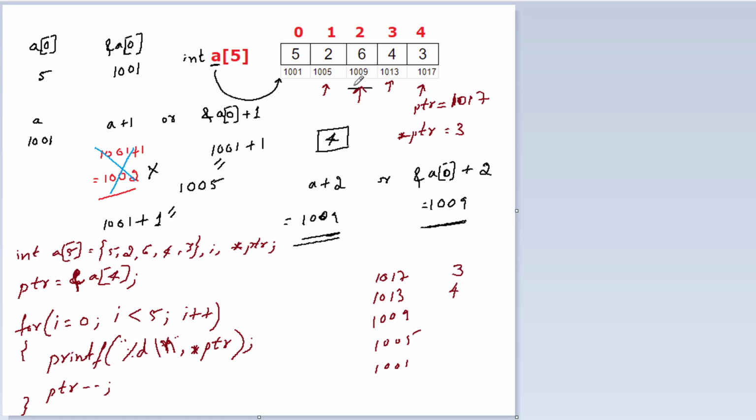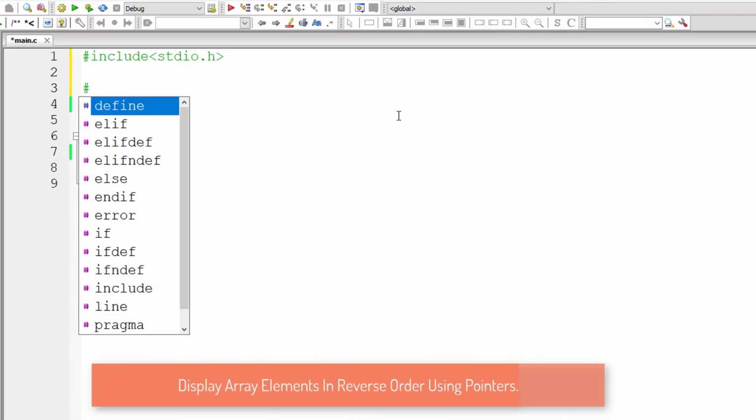Now 4, next, 6. So the value associated with 1001 is 5. Instead, I'll remove it and have minus minus here itself. And since we have only a single line of code, we need not even have these curly braces here. So that's how you print the array elements in reverse order using pointers.